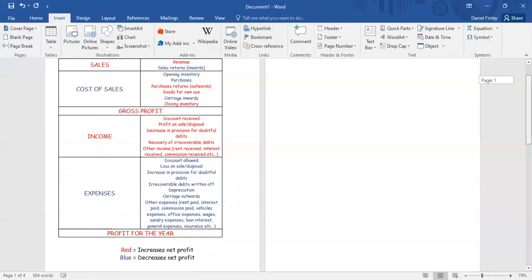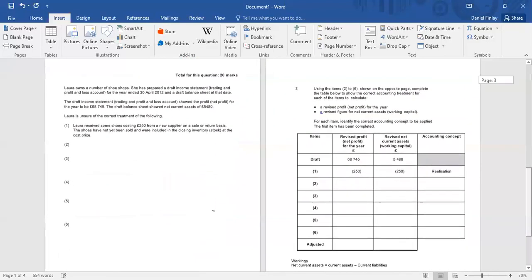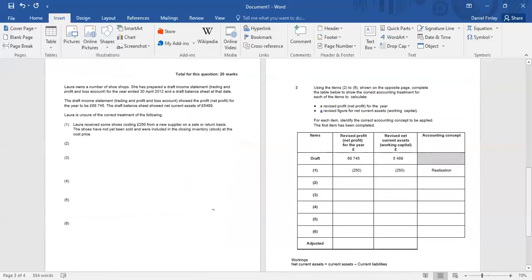Okay, so I'm going to keep referring back to this. So here's an exam question. This is from June 2012, question 3, unit 2. So just have a read of the exam question if you haven't already. It's about Laura, who owns a number of shoe shops. She's done an income statement and a balance sheet, which remember just means statement of financial position. She's given us the profit for the year and net current assets.